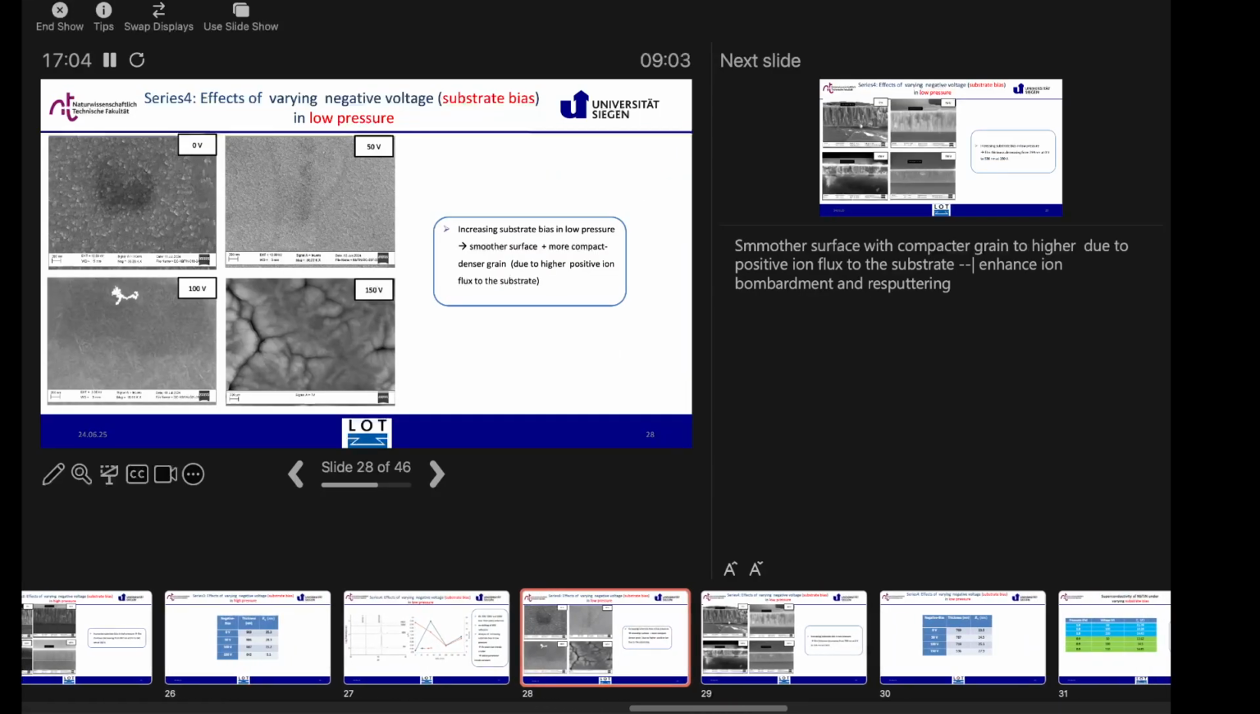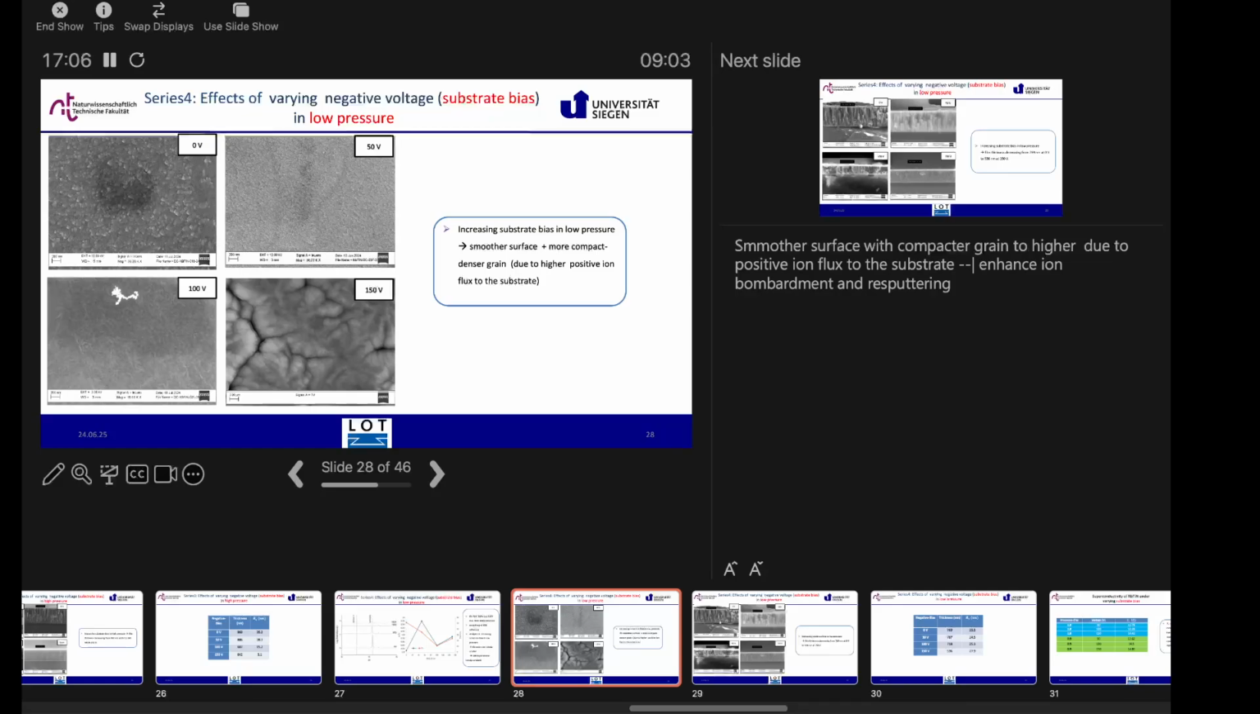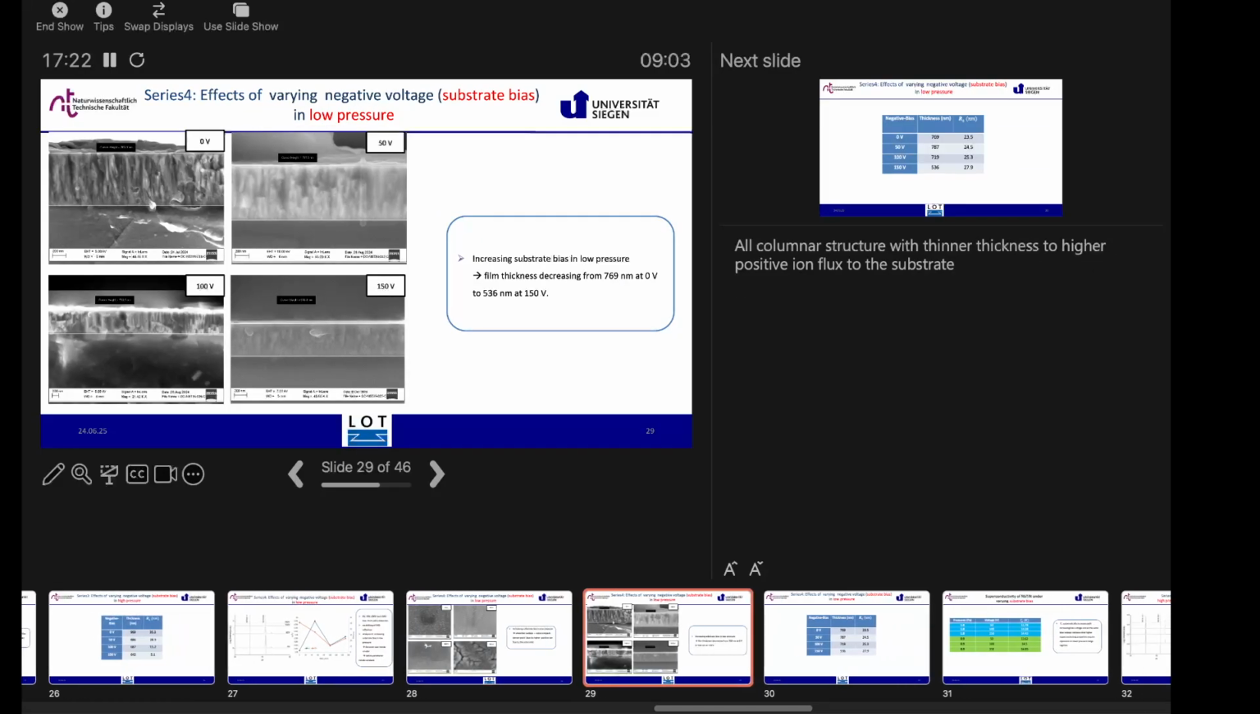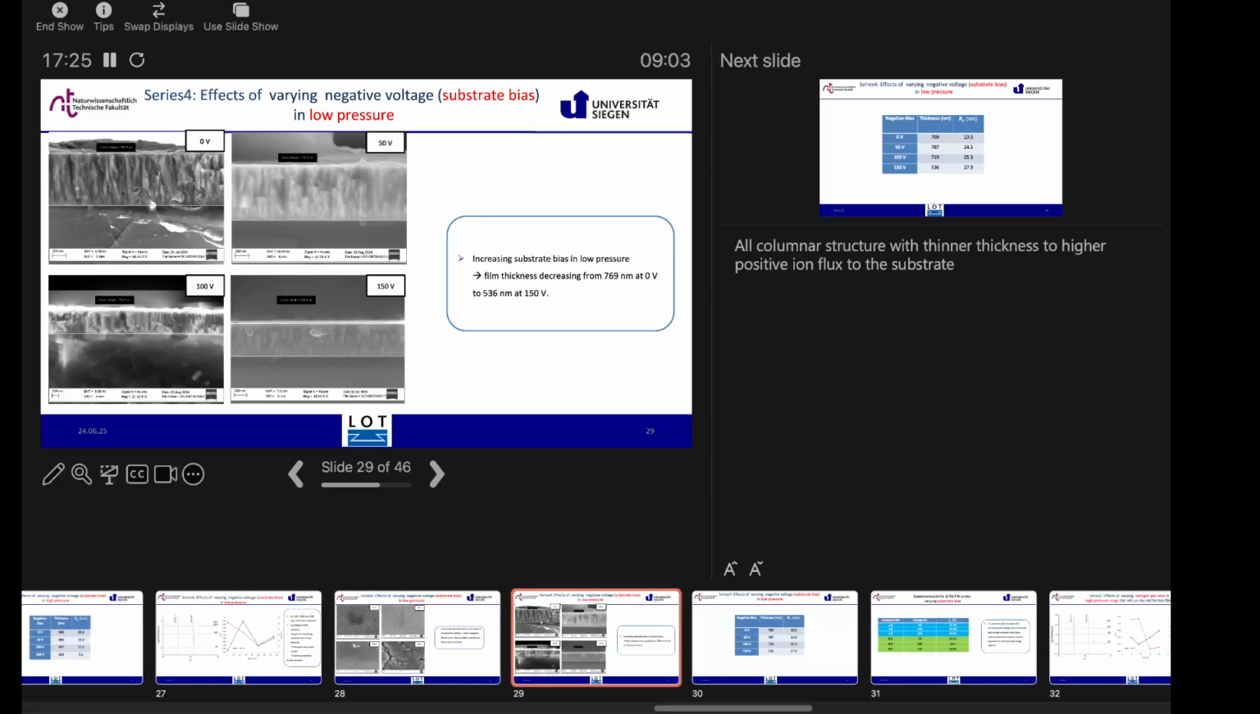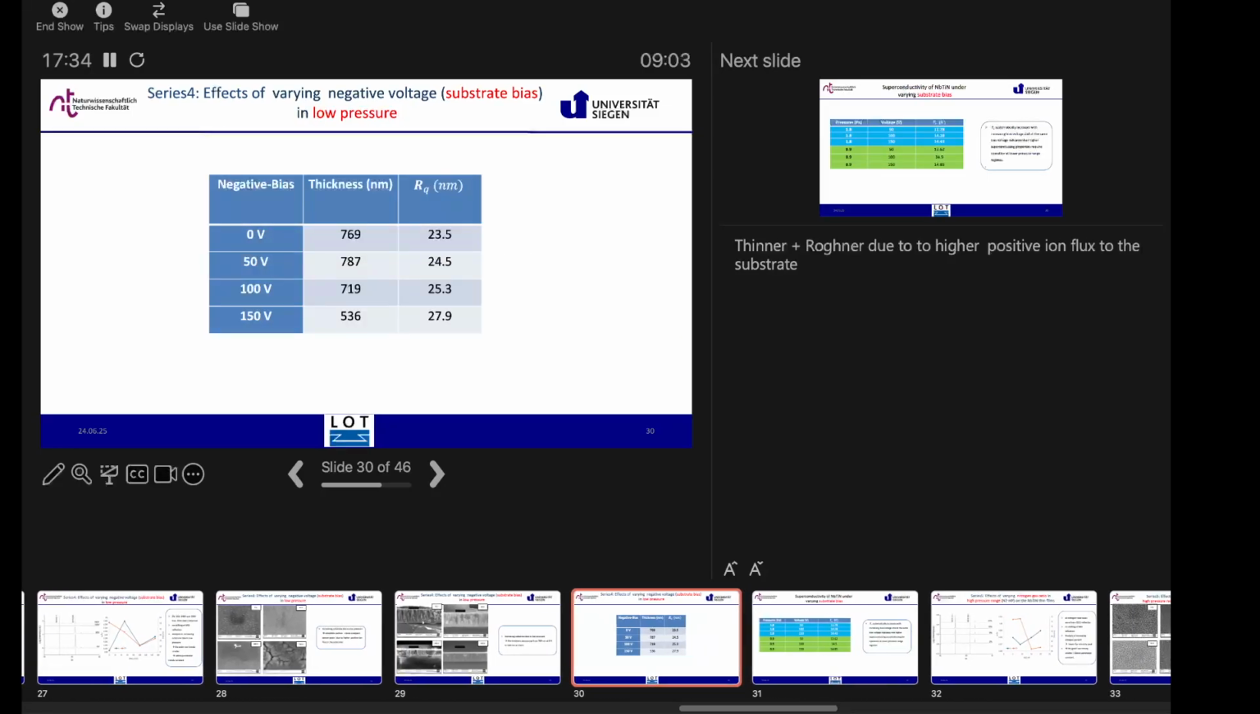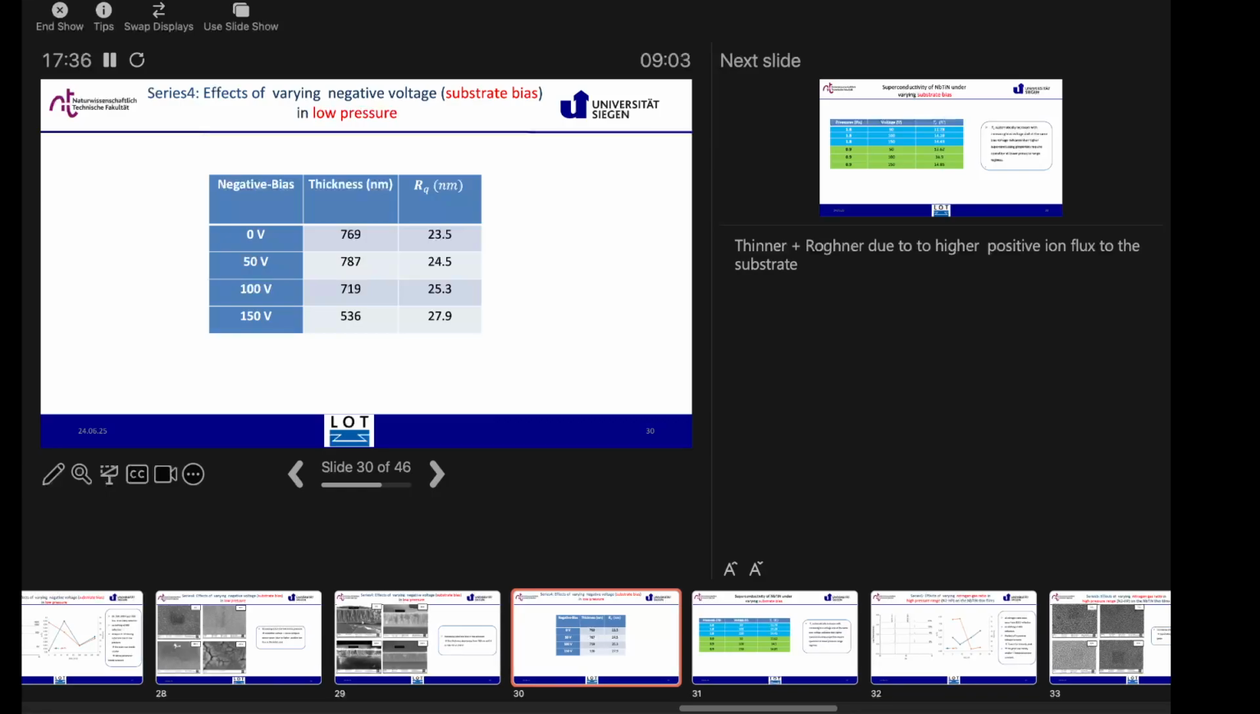For the surface analysis at low pressure with negative substrate bias, in this case we got a smoother surface with an irregular trend, and with increasing substrate bias at low pressure, we get a smoother surface and more compact, denser grains due to higher positive ion flux to the substrate. Now, coming to the cross-section analysis, we also got all columnar structure with a thinner thickness trend. Here shows the conclusions of the substrate bias at low pressure.